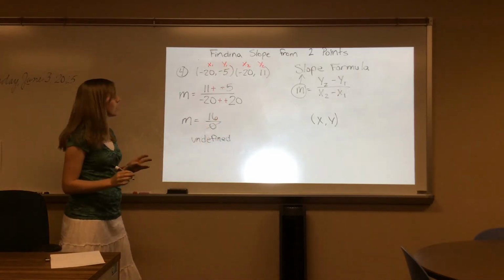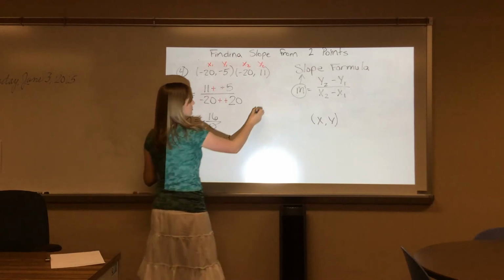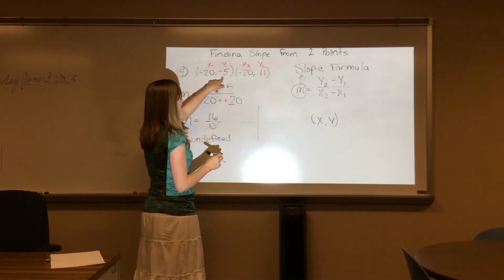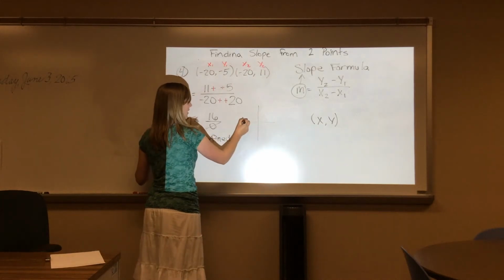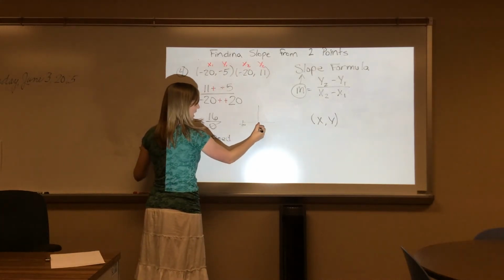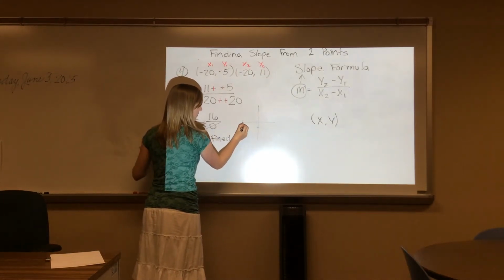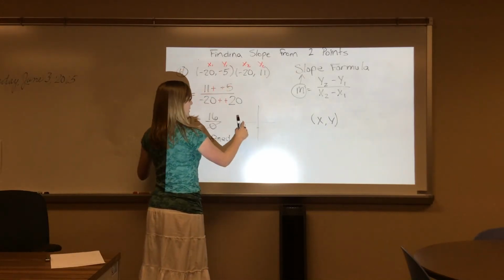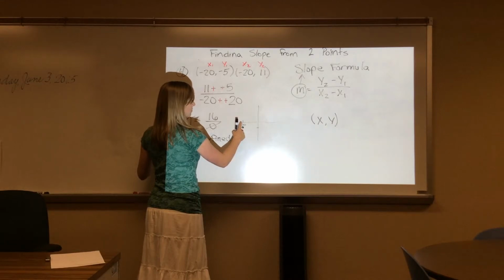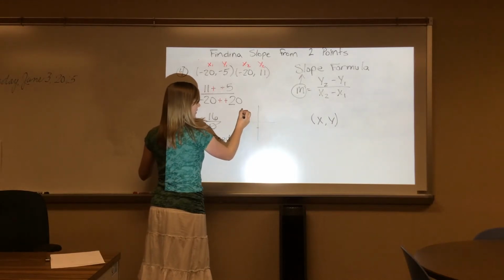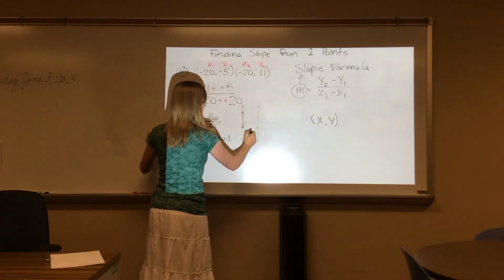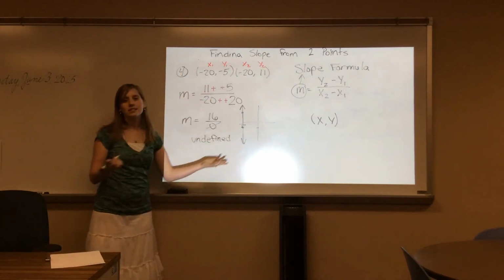It's impossible. And if you think about it, if I made just a rough sketch of these 2 points, negative 20, negative 5, that would mean go to the left 20 and then go down 5. So I'd have a point right about here. Negative 20, positive 11 would mean go to the left 20 and then go up 11, which would be right about here. And if I drew that line in, this is the undefined slope.